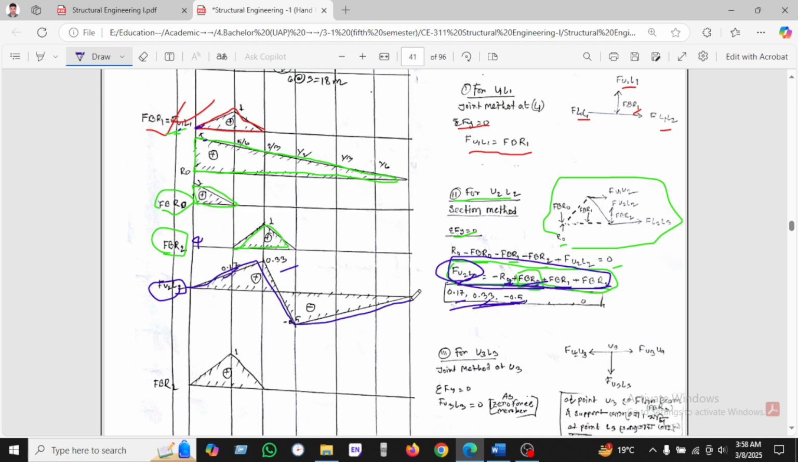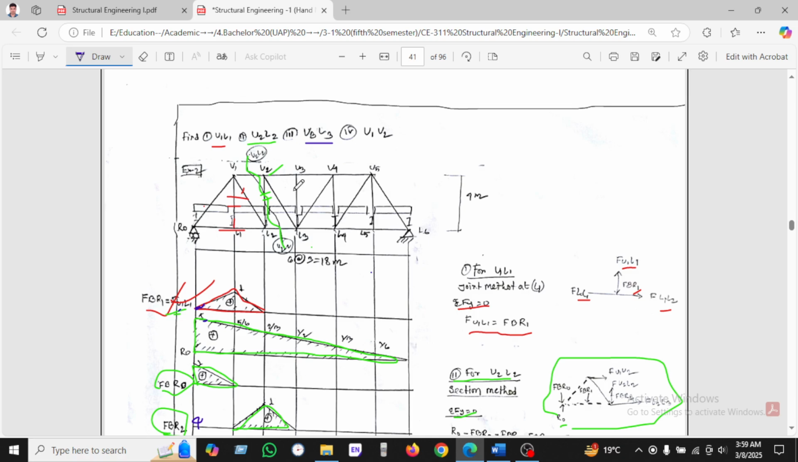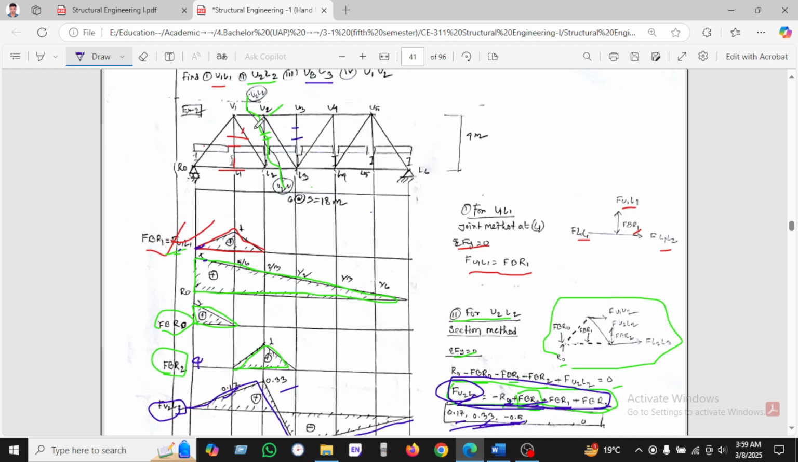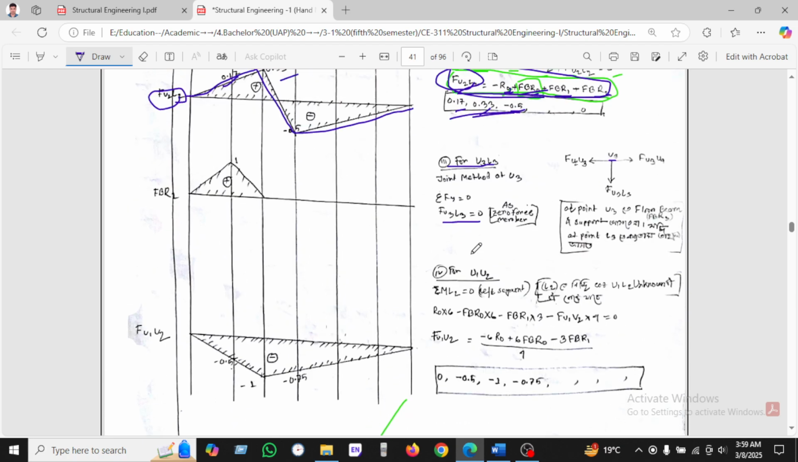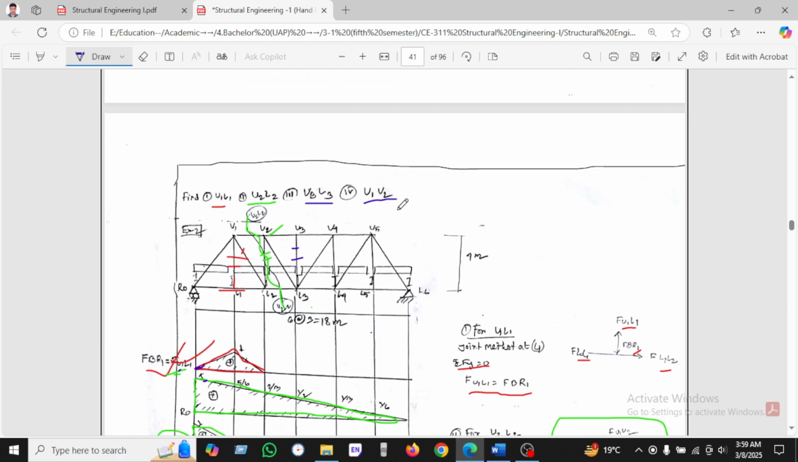Okay, similarly we've been taking U2, U3, L3. So this is the U3 and L3 here. I will calculate U3 L3 from the joint method. We're taking only the joint method here, and found U3 L3 equal to 0. So this is the zero force member. That's why there will be no influence diagram.